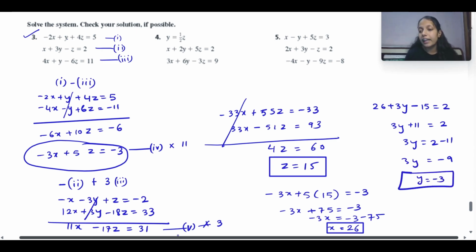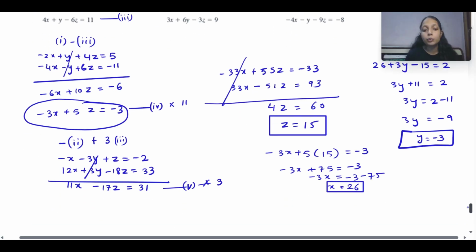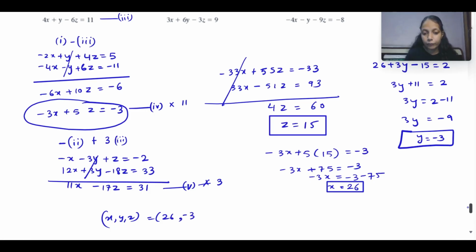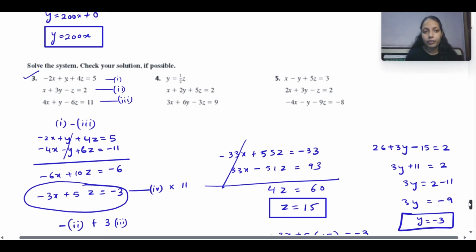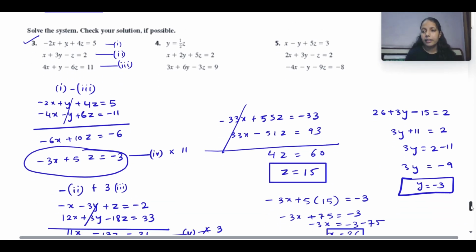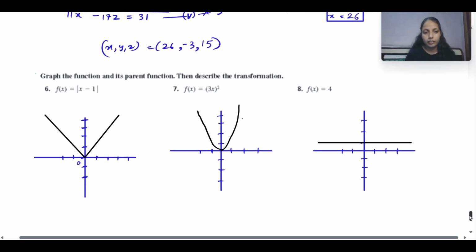Done. So we calculated the value of x, y, z. X is 26, y is negative 3 and z is 15. So that's all. Okay. Let's do the next question.